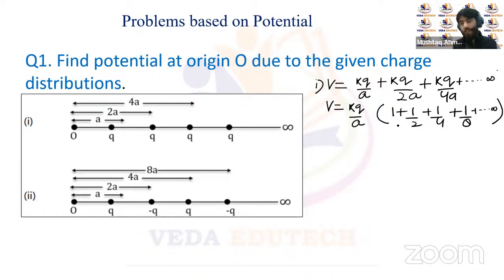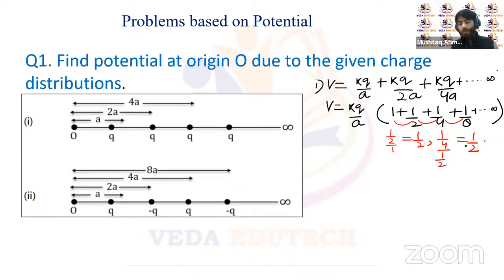We can see that if we take any two consecutive terms in this series, like the first term and second term, or the second term and third term, or the third term and fourth term, and try to find the ratio of these terms, it will be 1 by 2 upon 1, that is 1 by 2. Or if we find the ratio 1 upon 4 upon 1 upon 2, that will once again be equal to 1 by 2. So you can see that between any two consecutive terms, the common ratio is a constant. It means that the common ratio will be 1 by 2.